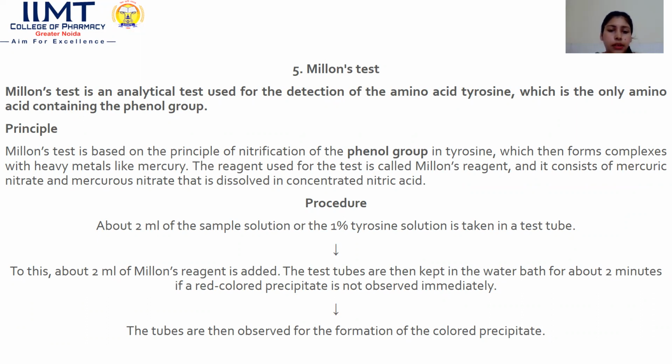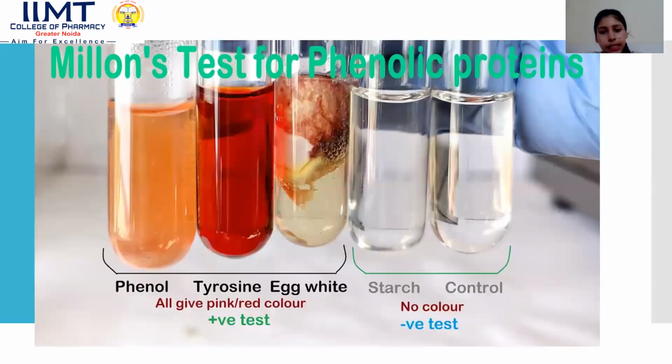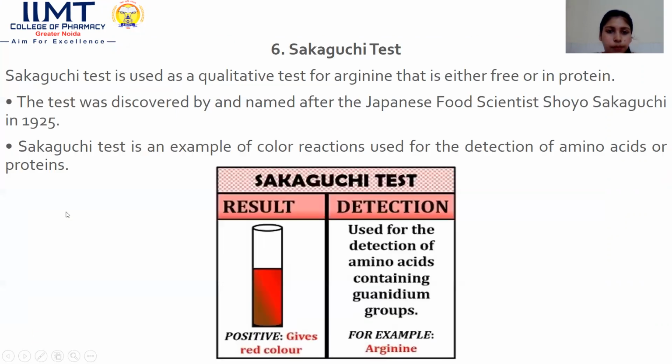Principle and procedure. About 2 ml of sample solution or the fresh 1% tyrosine solution is taken in a test tube. To this, about 2 ml of Millon's reagent is added. The test tube is then kept in a water bath for about 2 minutes. If a red colored precipitate is not observed immediately, the tubes are then observed for the formation of a colored precipitate. So, for identifying phenolic proteins, it shows a pink or red color in the test tube.